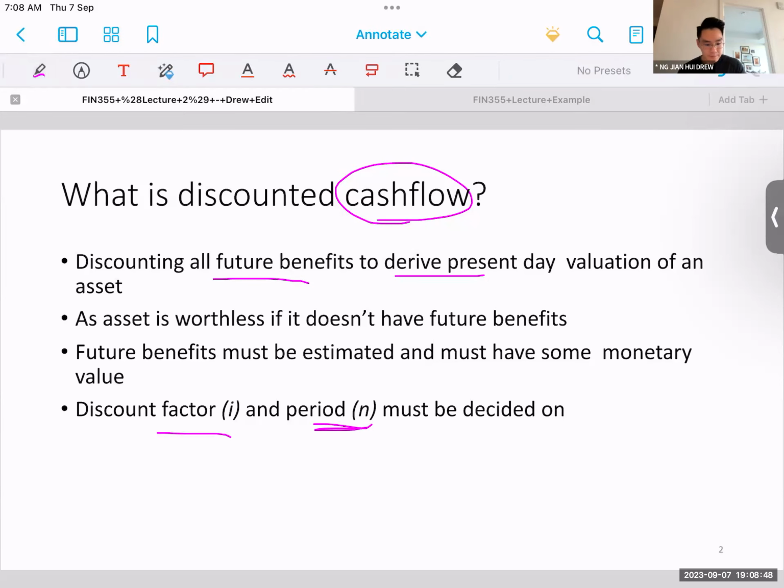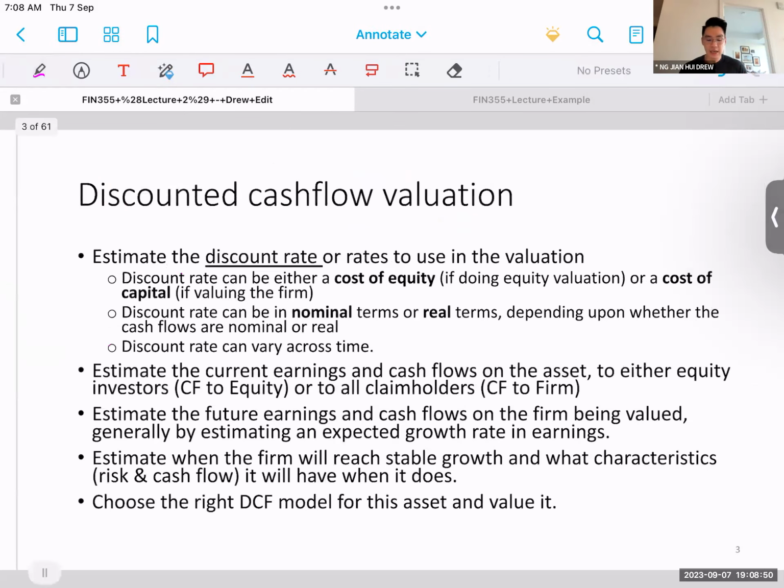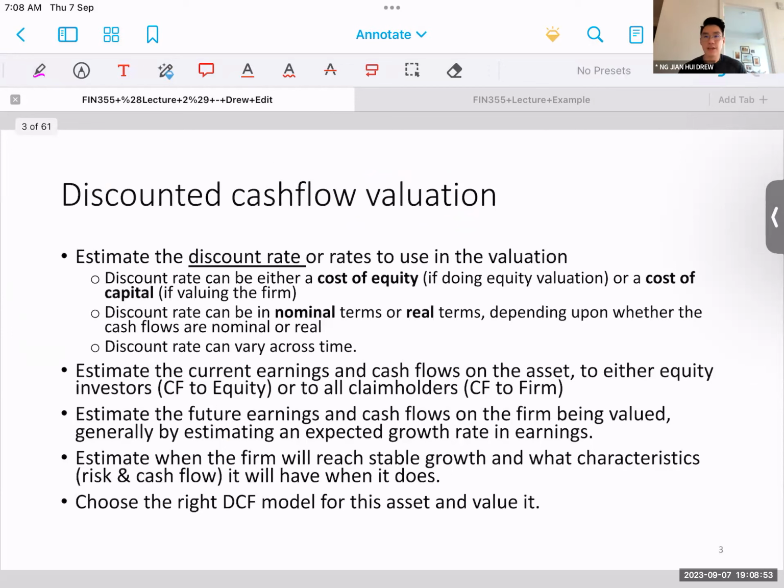As usual, these are just some theory, nothing to memorize. As you know, at the end of the day, the focus is on valuation. So all these small things are just for understanding. So let's look at the discount rate now.